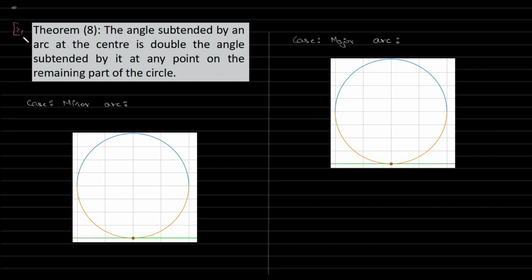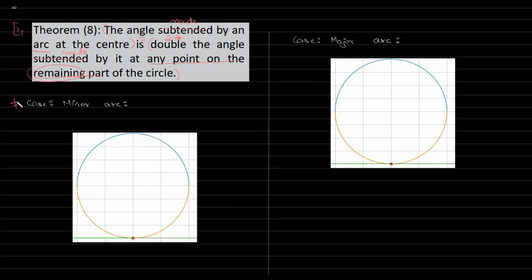So we're looking at a theorem which tells that the angle subtended by an arc at the center is double, so 2 times the angle subtended by it at any point on the remaining part of the circle. So first of all, what does subtend mean? We'll replace it with make, or if not made. Angle made by an arc. Angle made by an arc at the center is double the angle made by it at any point on the remaining part of the circle.